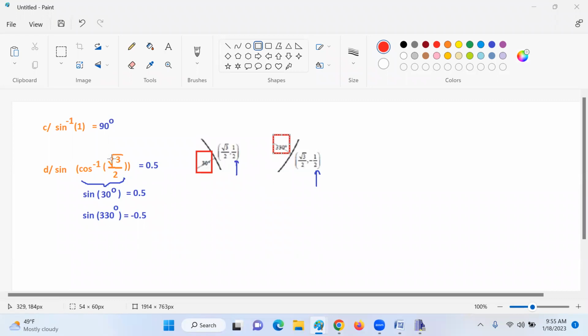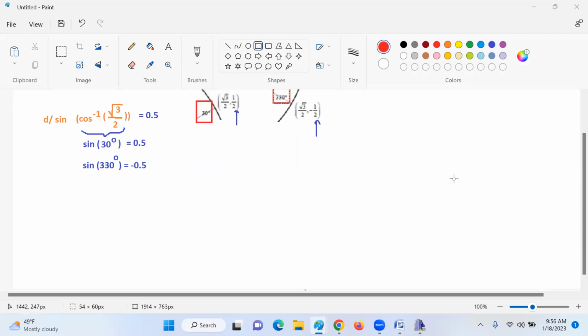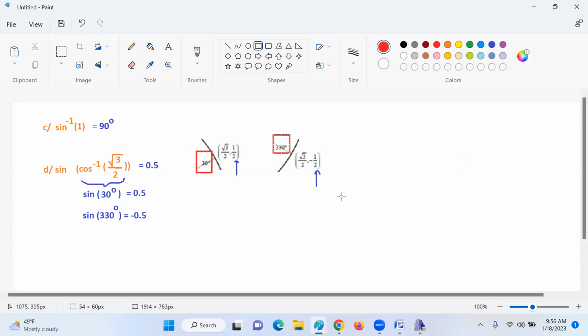So this one is essentially pretty easy. I want to find the value of an angle that's going to give me the cosine of radical 3 over 2. So in other words, the angle should be the same for the x index of radical 3 over 2. And then all we need to do is just find the sine, which is the y index of the same angle, which is 0.5 or negative 0.5. Okay, so I believe that's pretty much it.